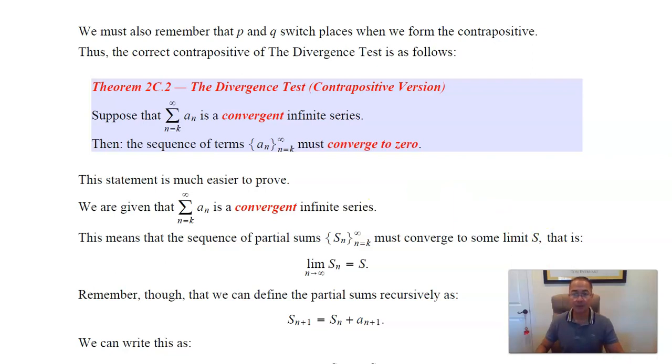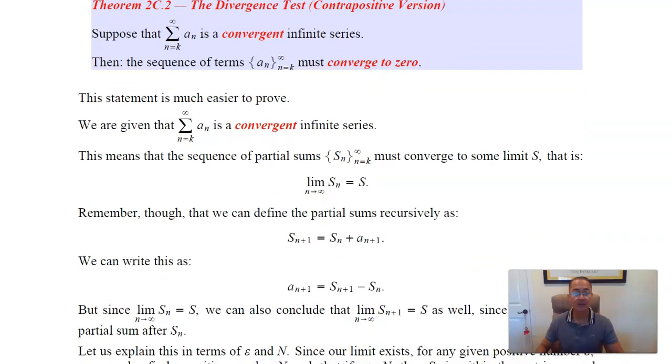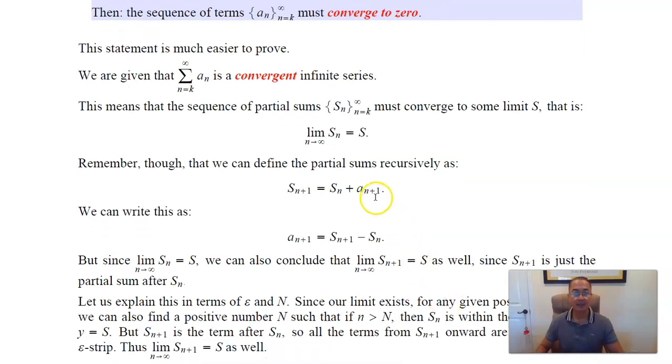All right, so now we simply solve for a_{n+1}. a_{n+1} is simply s_{n+1} minus s_n. All right, but since the limit of s_n is s, then the limit of s_{n+1} is also s, right? Because it's just the next term in the sequence of partial sums. So if your partial sum is already within epsilon of your limit, then everything beyond it will also be within epsilon of that limit. So that next term will also converge to the limit s.